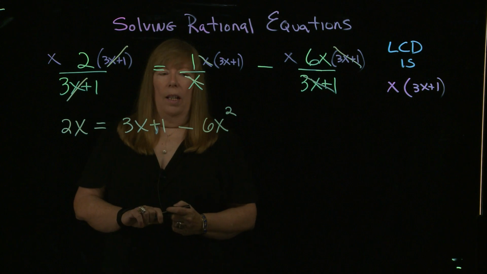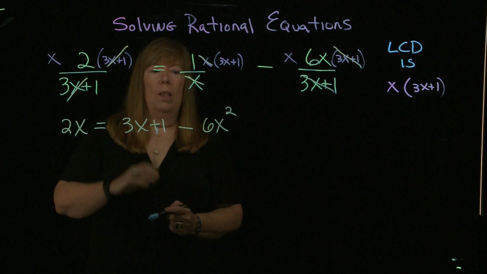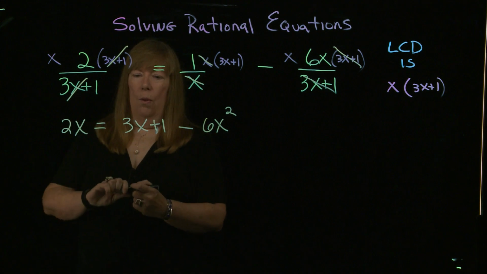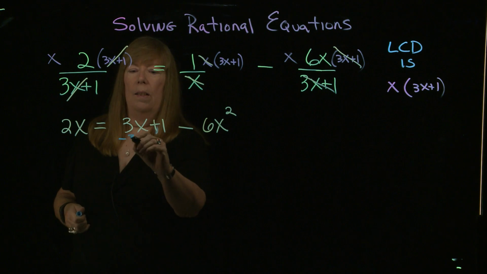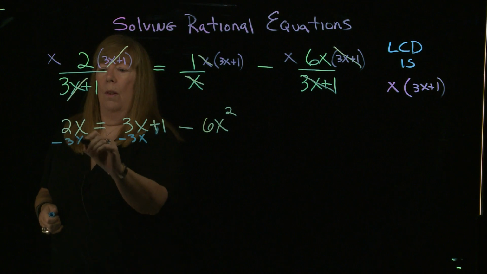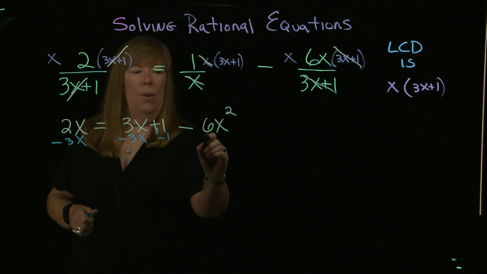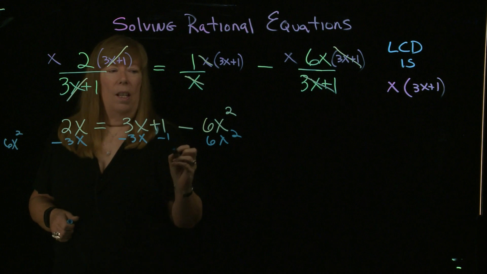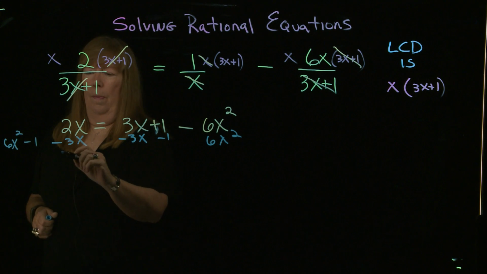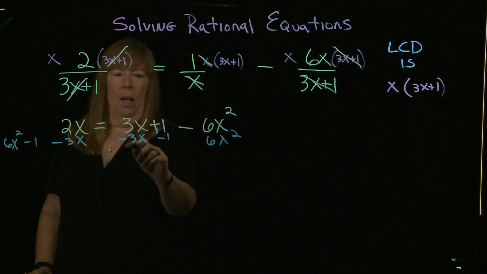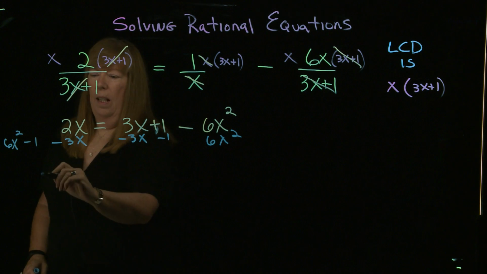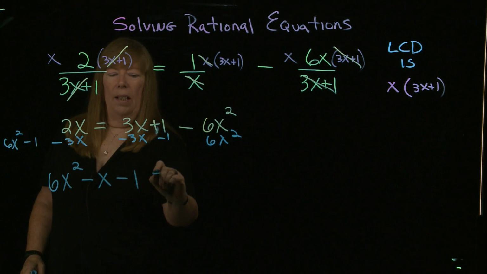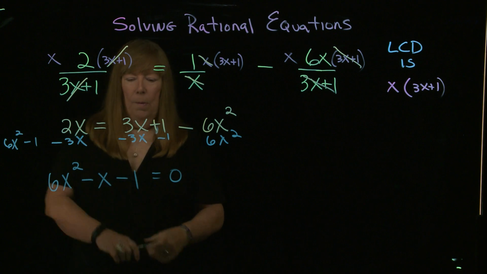So let's make it look like a quadratic. Get everything over to one side and have it equal to 0. Okay, so let's move the 3x over. We'll subtract 3x from both sides. We'll subtract a 1 from both sides, and we'll add a 6x, sorry, 6x squared to both sides. And everything cancels away from this side. I have 6x squared minus x minus 1 equals 0.